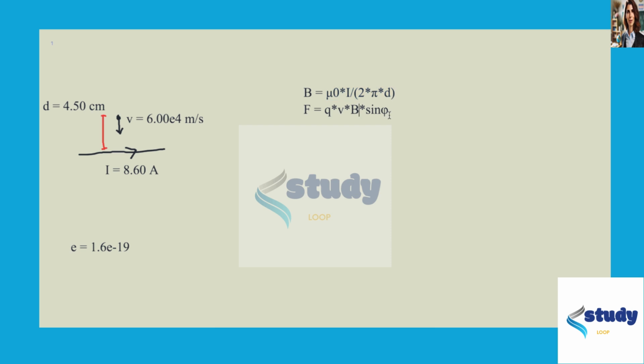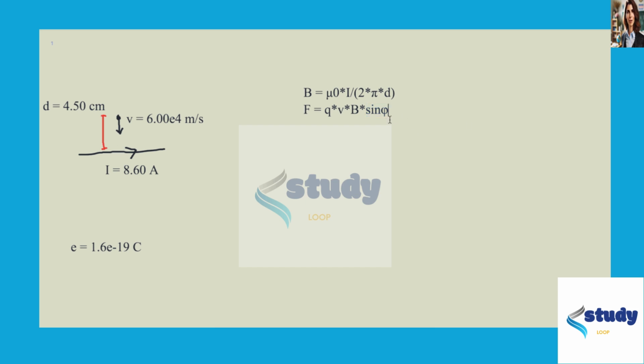And now we need to calculate the force. So the force is going to be q, the charge of the particle, which we know is going to be the charge of an electron, which is going to be 1.6 times 10 to the minus 19 coulombs. The velocity, we're told here, is 6 times 10 to the 4th. The magnetic field we just found up here. And now sine of phi is the angle between the velocity and the magnetic field.